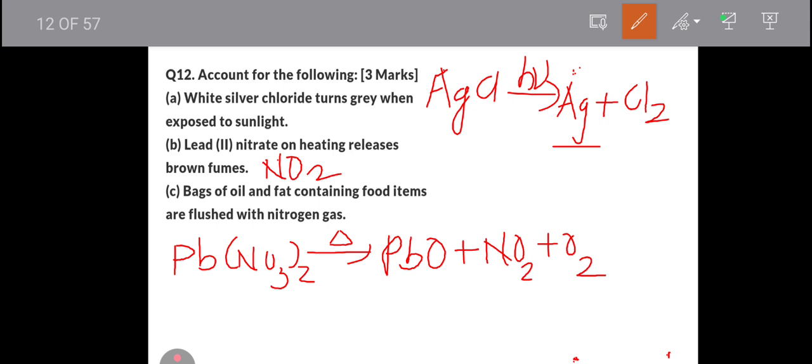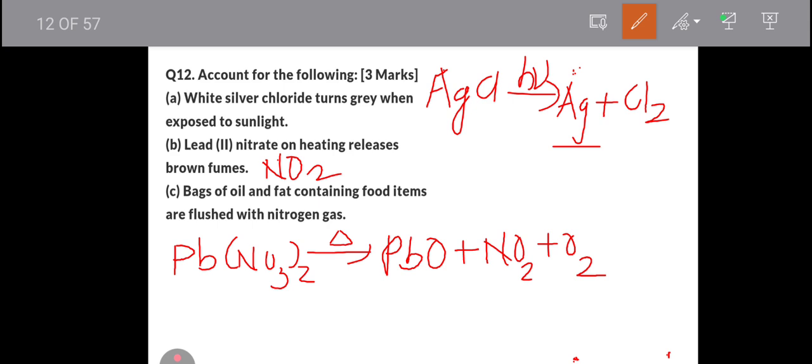Okay. Now next, bags of oil and fat containing food items are flushed with nitrogen gas. So why are we flushing with nitrogen gas? In order to prevent rancidity. Rancidity means that a food item which contains fats and oil, once we keep it open, will undergo oxidation by reacting with the air. As a result, its smell as well as taste will change. This process is called rancidity.